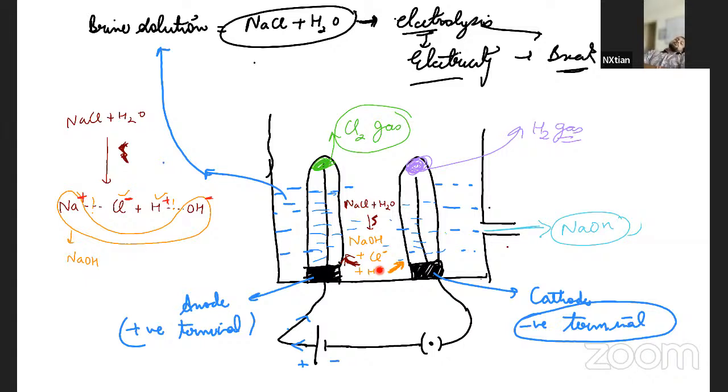They can ask you this process is also called the chlor-alkali process. Chlor-alkali process.